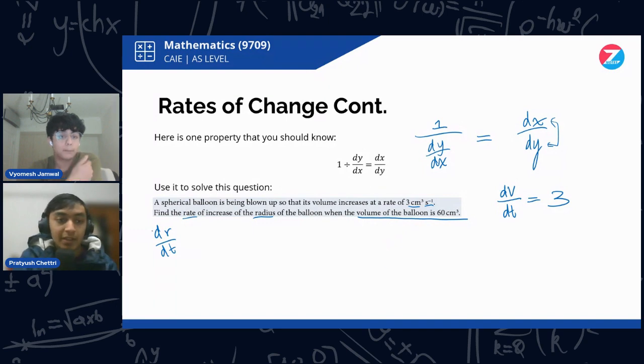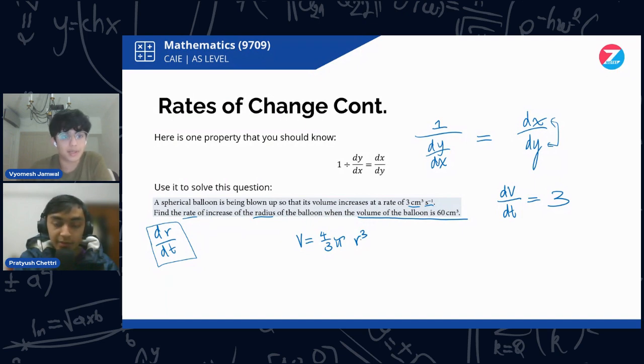So how will I get an expression for the radius out of the volume? Simple enough. For a sphere, volume is 4/3 pi r cubed. Oh, my r and v look very similar. Sorry.